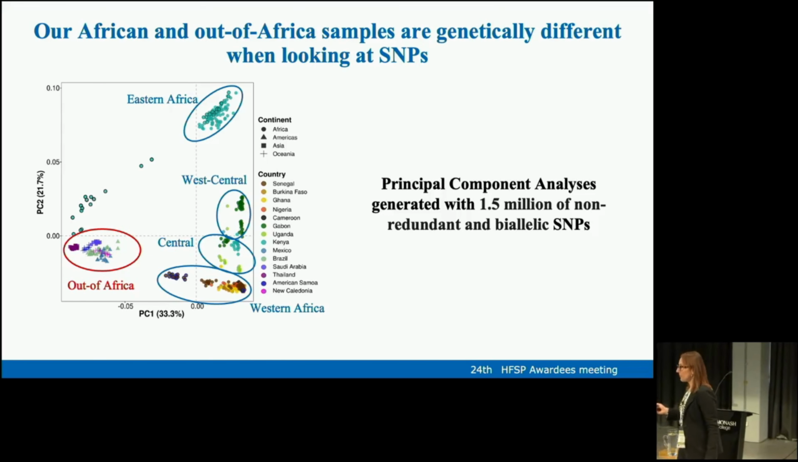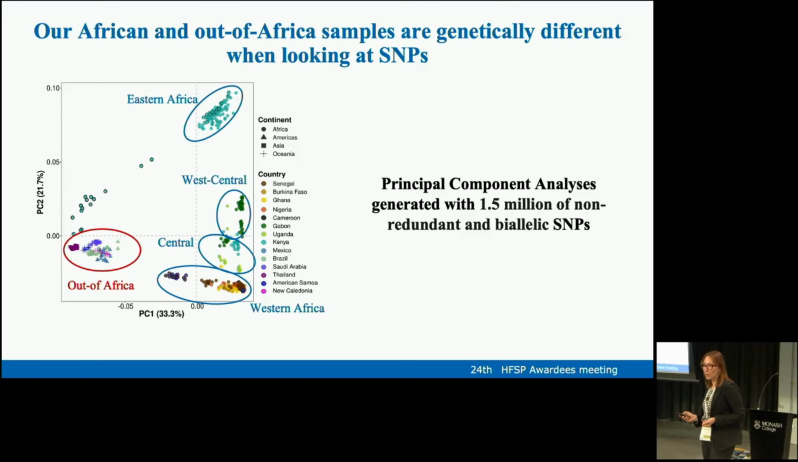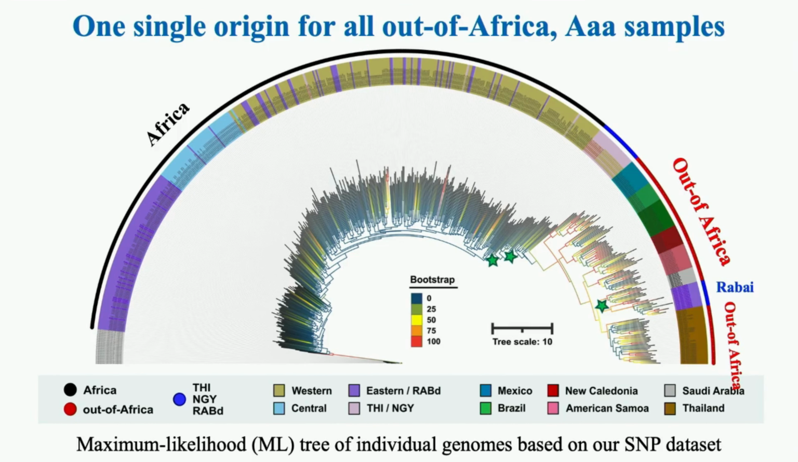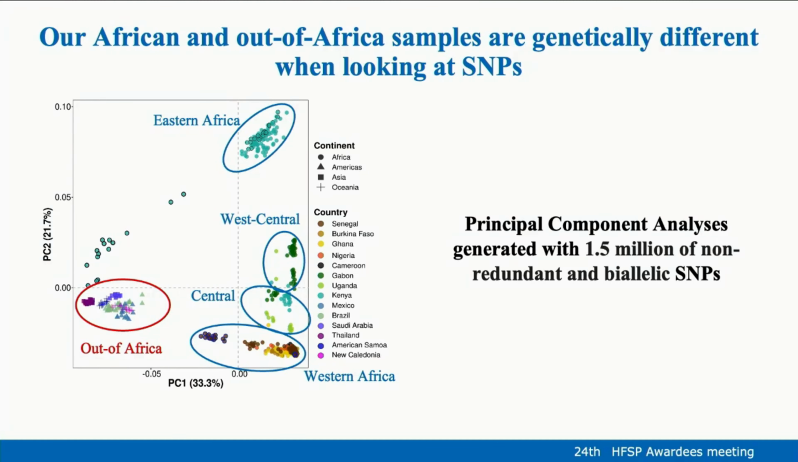And indeed, we annotated 1.5 million non-redundant biallelic SNPs in our samples. We verified that our samples separate between Africa and out of Africa, with the exception of these mosquitoes here. And these mosquitoes are specific. These mosquitoes were collected in Rabai, which is a location in Kenya. And in this location, Aedes aegypti was identified. So how can we explain the presence of Aedes aegypti in Rabai?